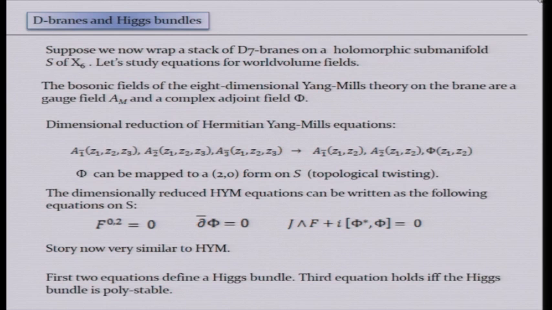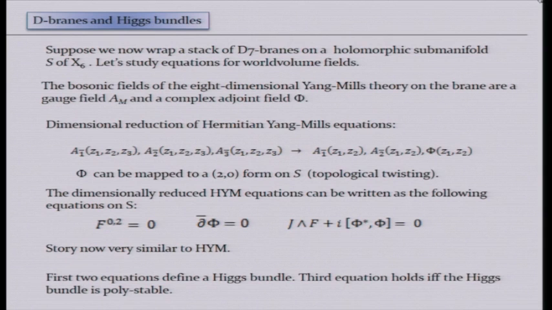So let's suppose we have a stack of these D7 branes with some U(N) gauge symmetry, and now let's wrap it on a holomorphic submanifold S of X. Particularly for D7 branes, I want to wrap them on a four-cycle, that is a complex surface inside the Calabi-Yau. And let's look at the equations for these world volume fields. So the bosonic fields, again, it's the dimensional reduction of 10-dimensional Yang-Mills, so it's 8-dimensional Yang-Mills, which has an 8-dimensional gauge field, and for the dimensional reduction, two of the components of the gauge field get converted to two scalars, right?